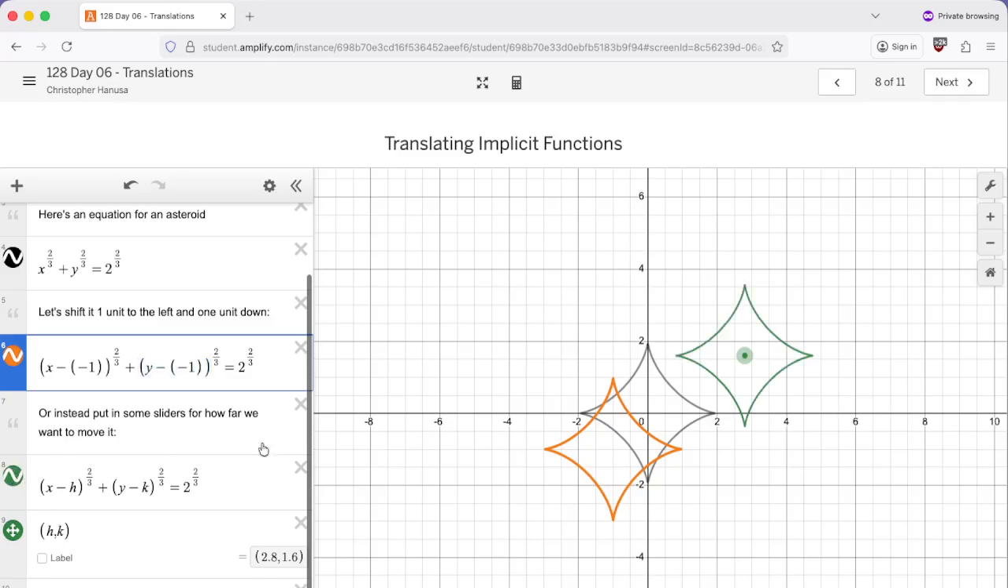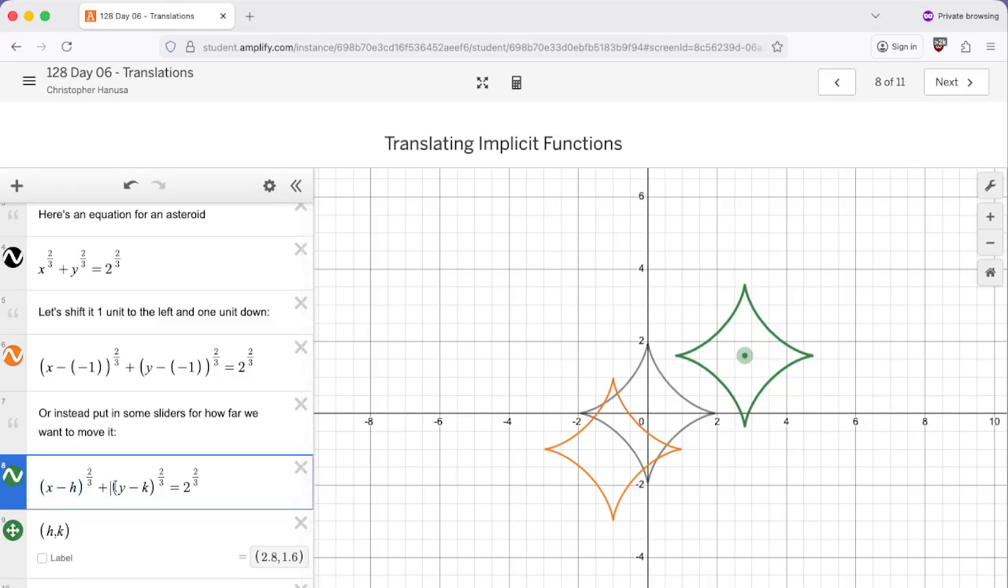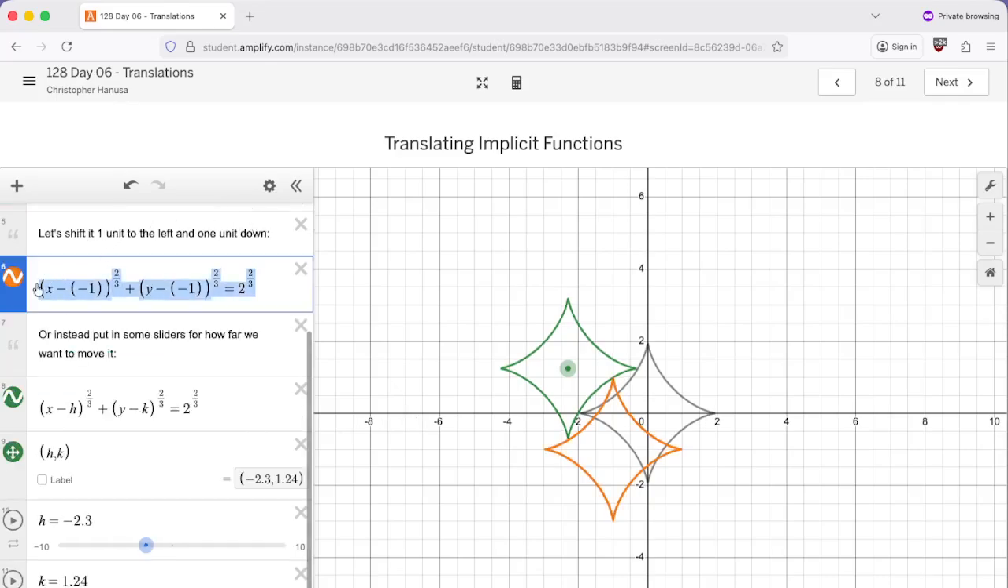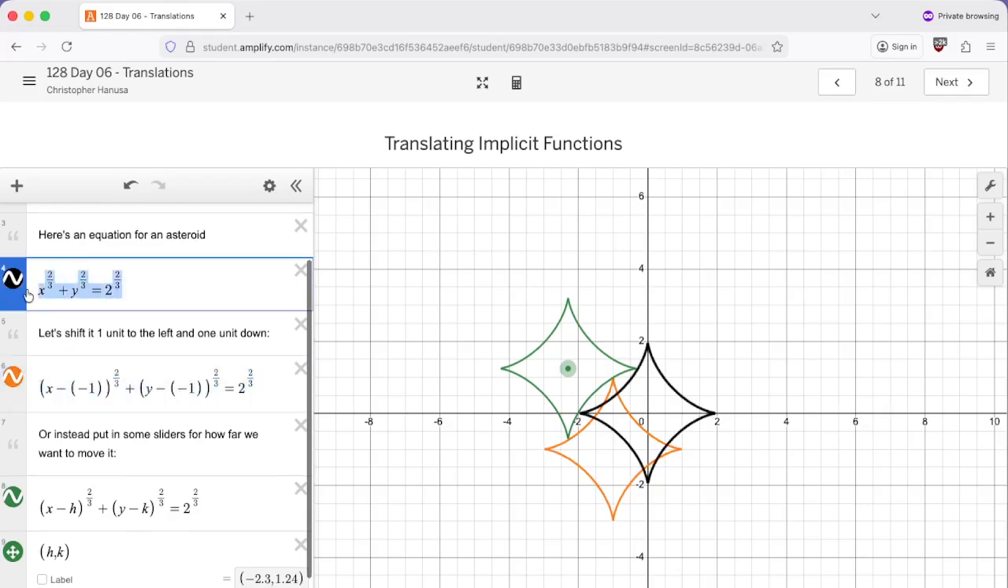We could also put some sliders in. So we replace x by x minus h, y by y minus k, and we can now create this point, h, k. We can now move this point around and put it exactly where we want it. So we might say, hey, this looks kind of cool to put it right here. And if we wanted to keep all of these, we've got the equation for the orange one here. We've got the equation for the black one.